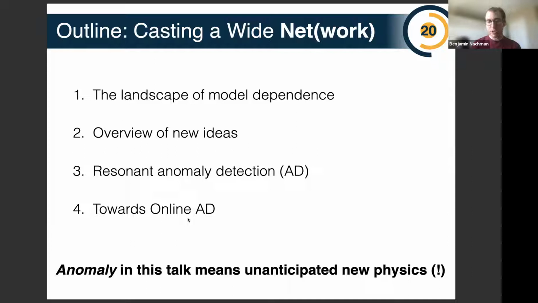And just to be totally clear here, when I say anomaly, I really mean unanticipated new physics. So really, the whole search program in particle physics is anomaly detection in a sense, but here I really mean trying to be as model agnostic as possible, so not positing a specific signature.